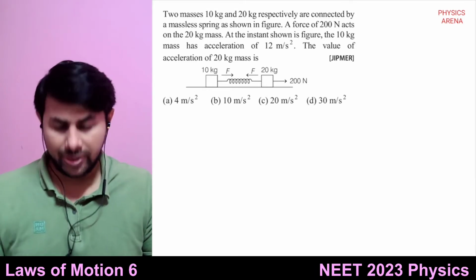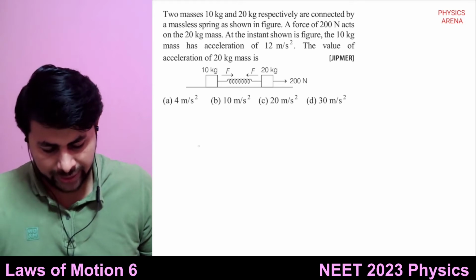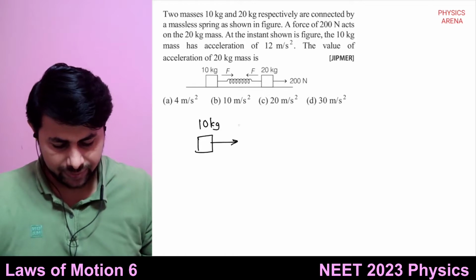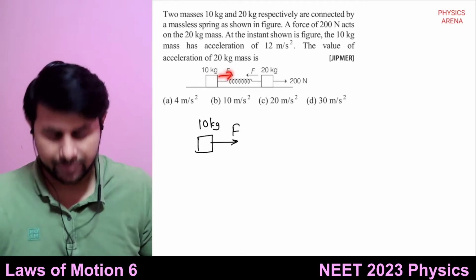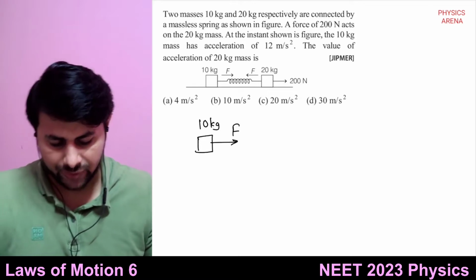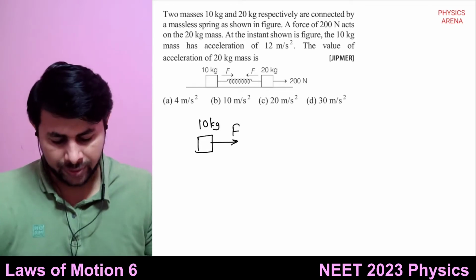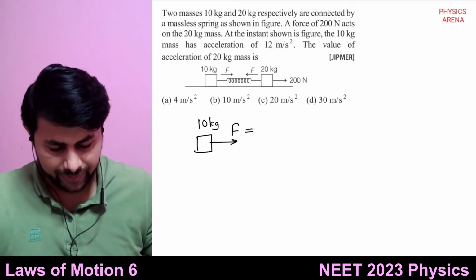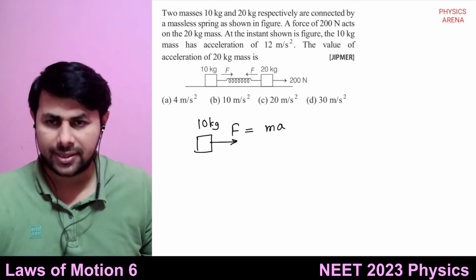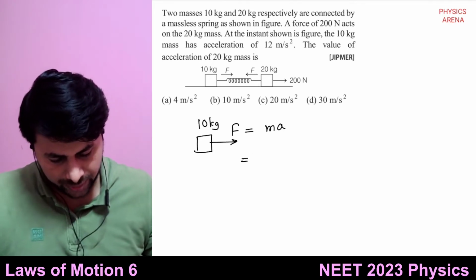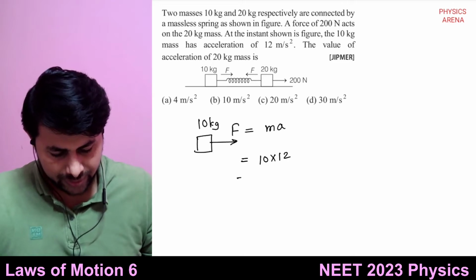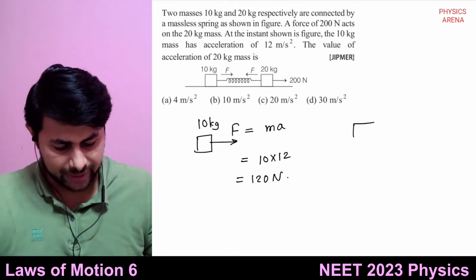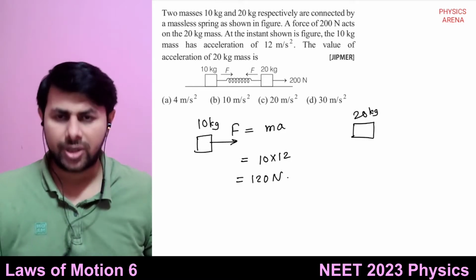So we can draw the free body diagram. If we think about the 10 kg mass, what is the force acting on it? Only F, right? And its acceleration is given, 12 meter per second squared. So how much would be F? It is the mass multiplied by acceleration, so it is 10 multiplied by 12, so 120 newtons.